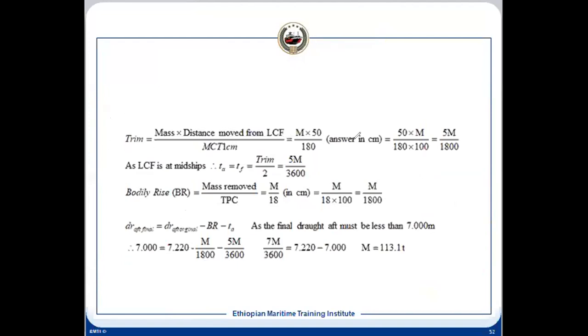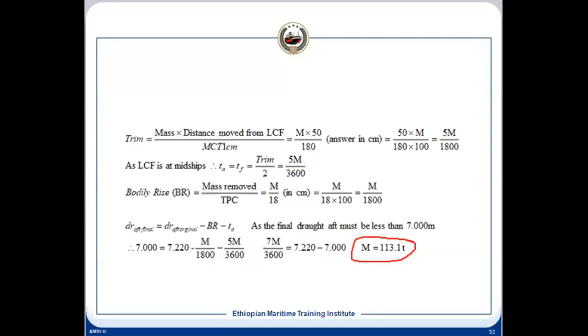So the trim we have calculated in centimeter, then mass is unknown, we have kept it like this, and then LCF at the midship because it is a box barge. The water plane area is rectangular, so the center is the midship, the LCF and the midship are the same. And then we have calculated the trim, because TF is equal to TA, so it will be half. And then we have calculated the bodily rise in terms of M, and then we equate it. We have taken it as 7, and we have got this value 113.1.